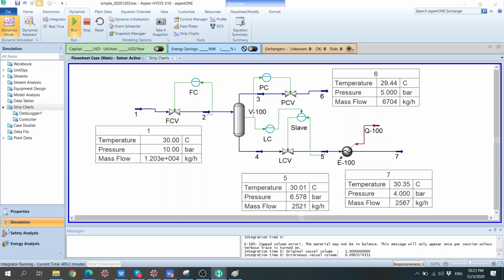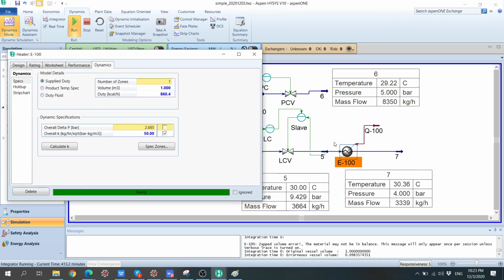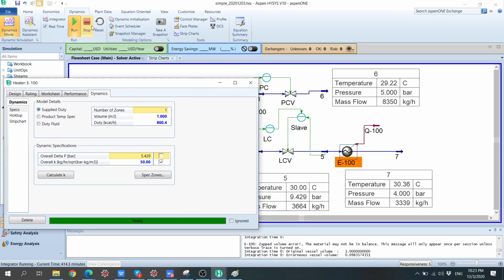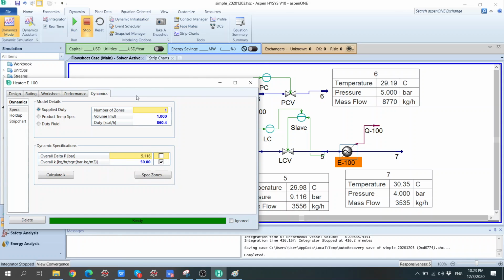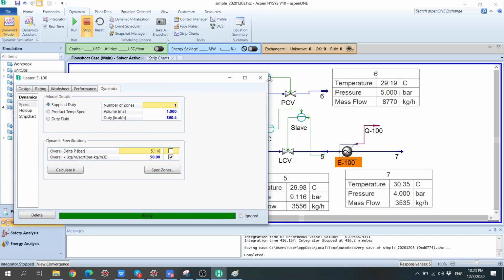I do have a question about the exchanger there. So when we were running the dynamic simulation just now, the duty supplied was controlled by... Duty is not controlled by anything. So how does the temperature change?